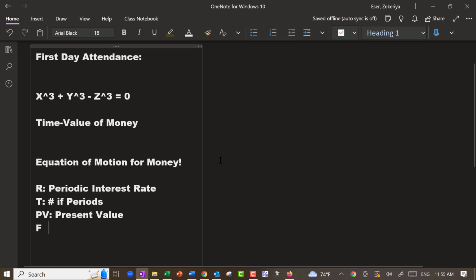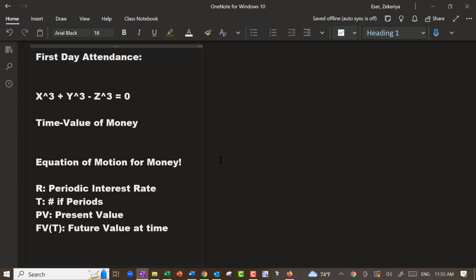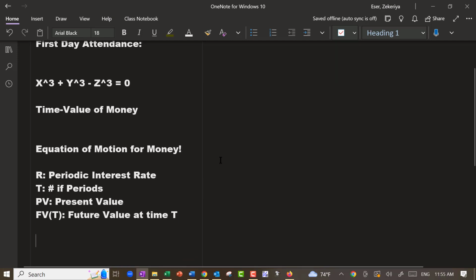Future value at time t. Okay. And we all know what that is, but we're going to figure out where that came from. Present value times 1 plus the interest rate raised to the power t. All right?